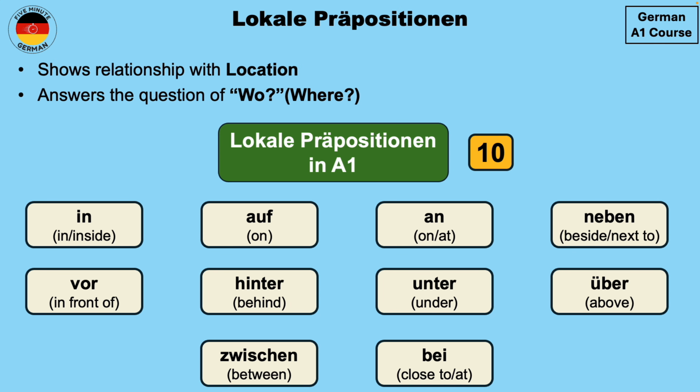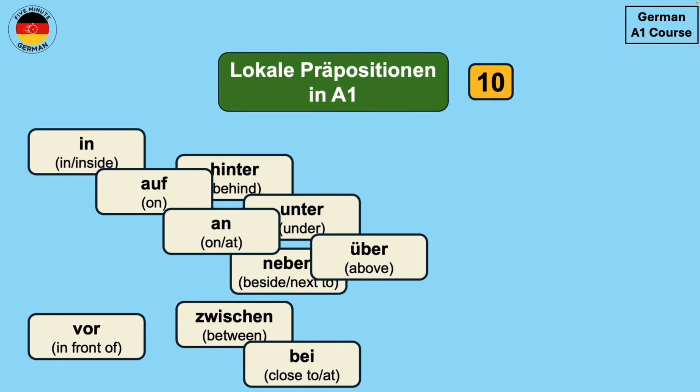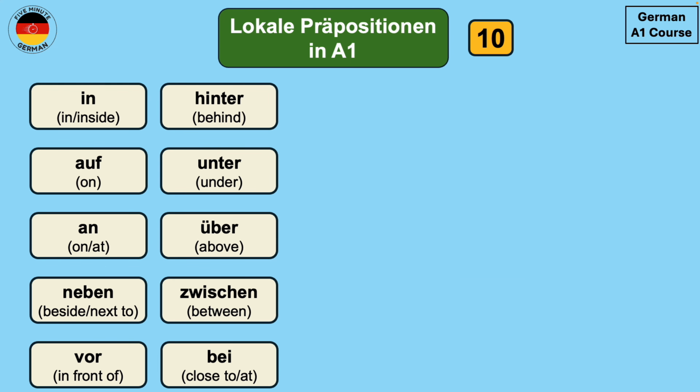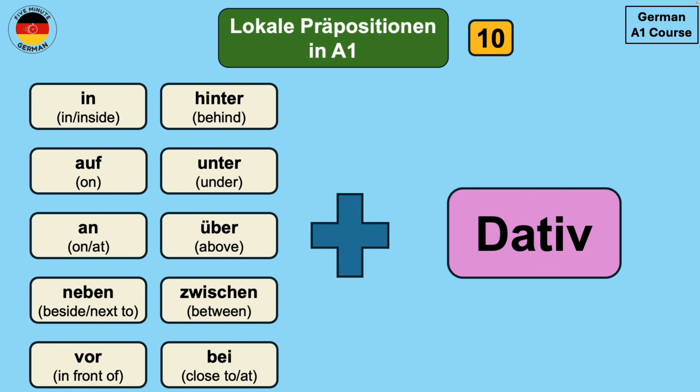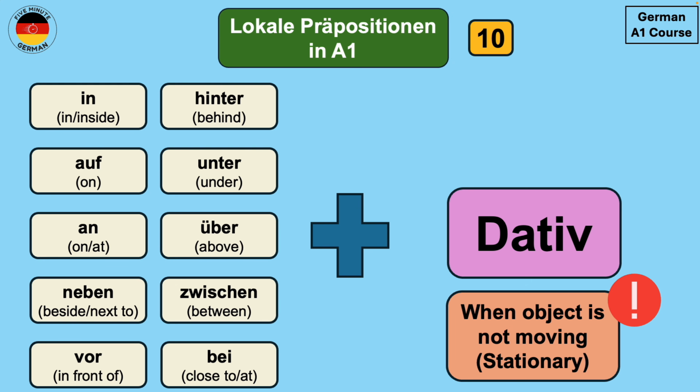The special thing about these 10 prepositions is that all of them are dative prepositions, which means that we use the dative article or pronoun after them. But there is one condition, and that is when the object is not moving. In that case, we will use dative.